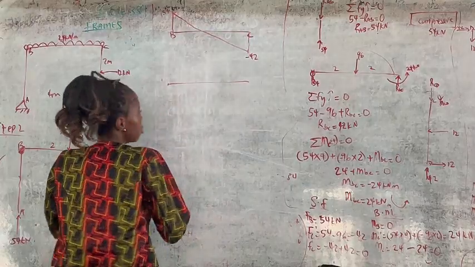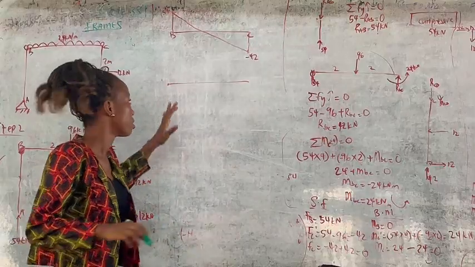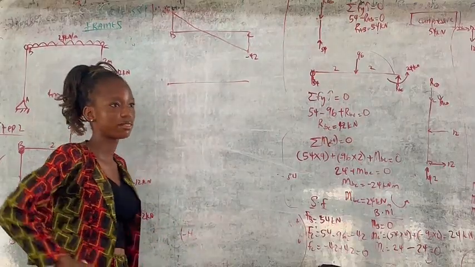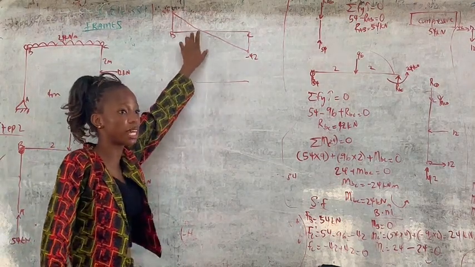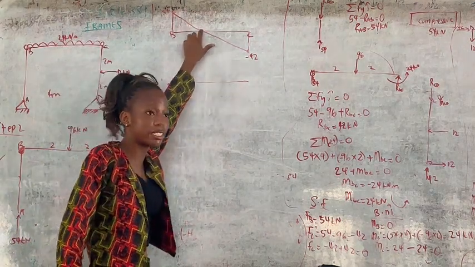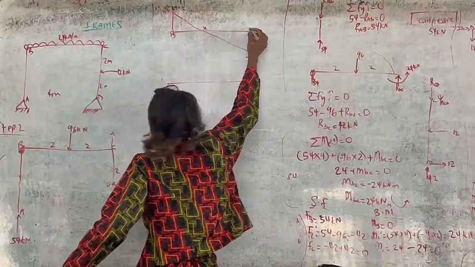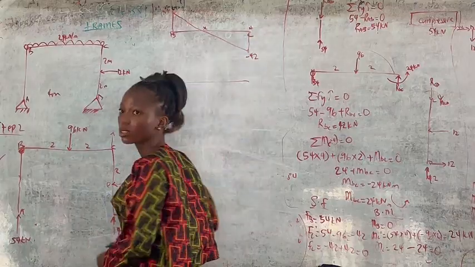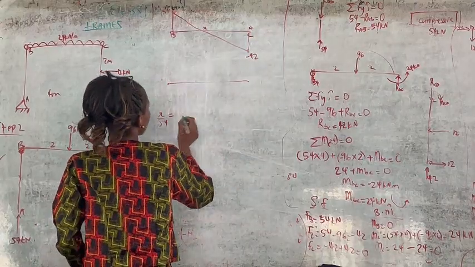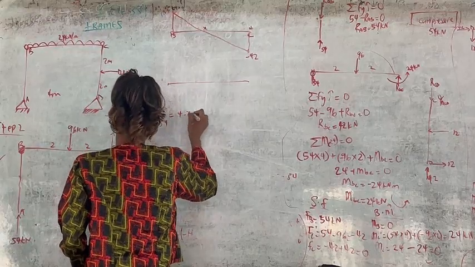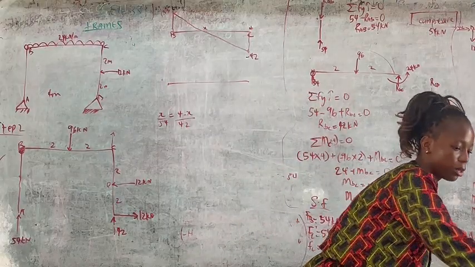So we know that now it's actually very easy, you can press the calculator. We have to find the bending moment that is acting at this point. So now we need to get the distance first. You have 0, x, and this is 4. So you have x over 54 equals 4 minus x over 42. You can press your calculator directly.